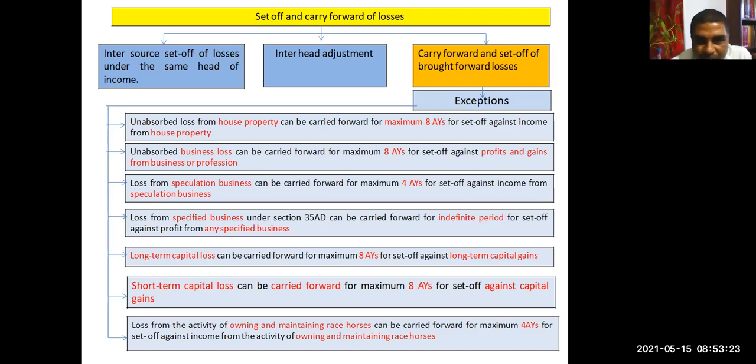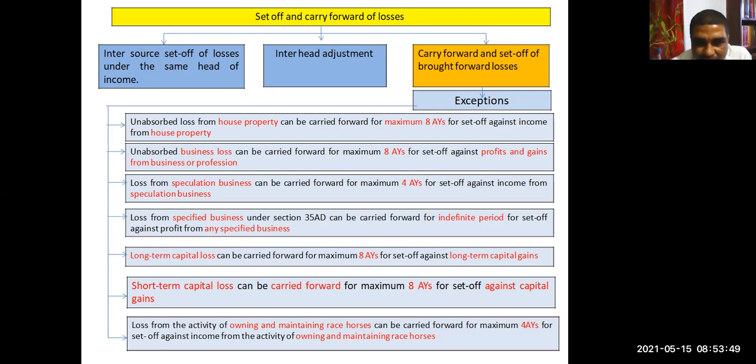Next point. Short-term capital loss can be carried forward for a maximum of 8 assessment years or set off against capital gains. Set off against capital gain means any capital gain. Short-term capital loss can be carried for 8 assessment years, and it can be set off against maybe long-term capital gain, maybe short-term capital gain. Okay. Now, last point.